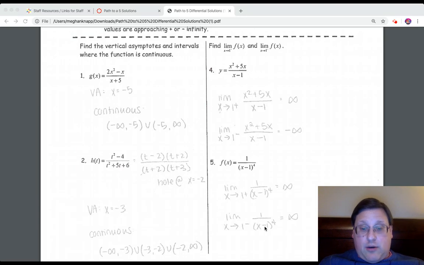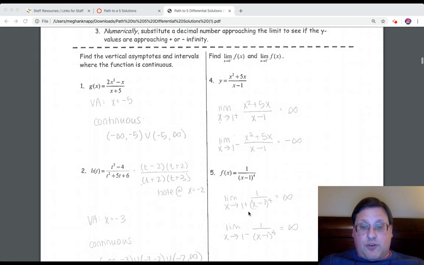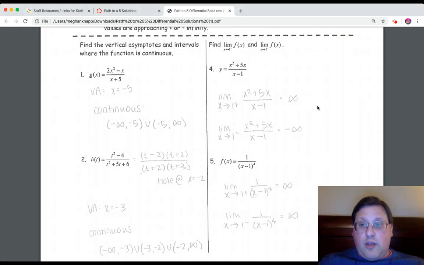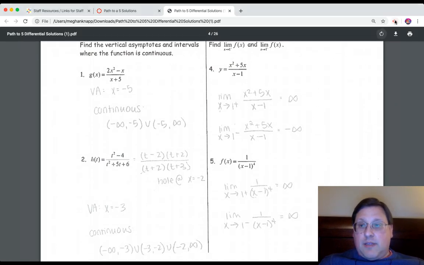Somewhere in here, my screen stopped showing me my drawing tools. Let me see if I can get those back somehow.